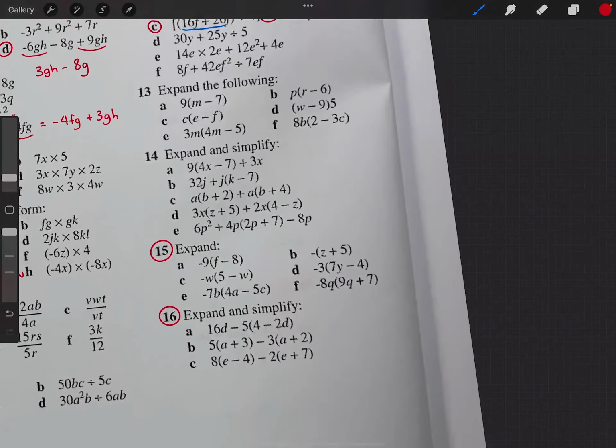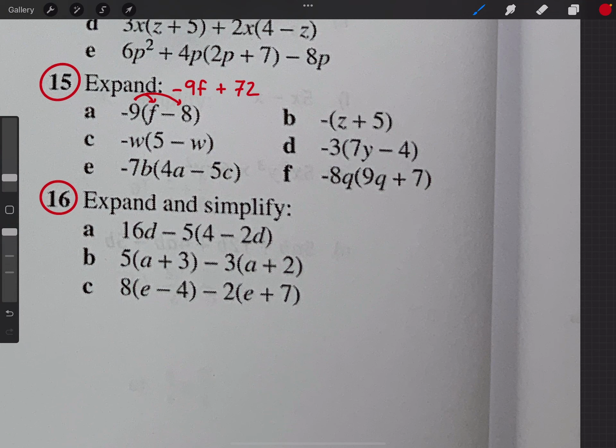Negative 9 times F will be negative 9F. Negative 9 times negative 8 is, negative times negative is a positive, 9 times 8 is 72. Question B. Negative 1. So there's no number in front here, so we can just have a 1 there. So negative 1 times Z is just negative Z. Negative 1 times positive 5 is negative 5.